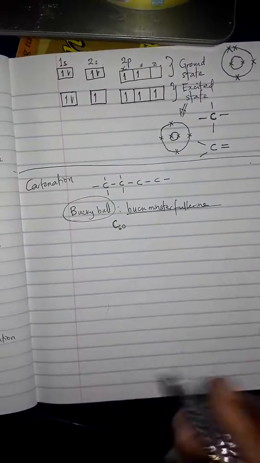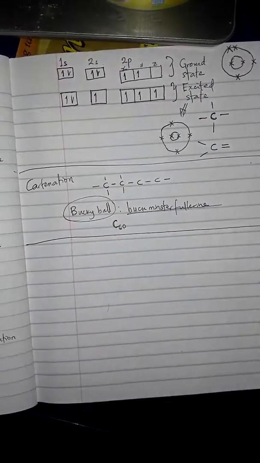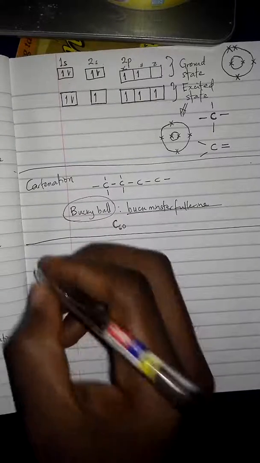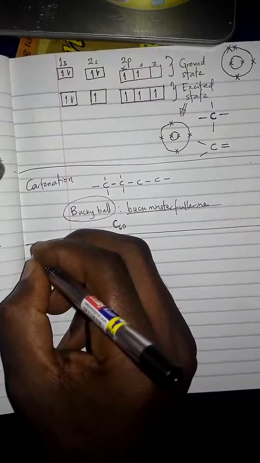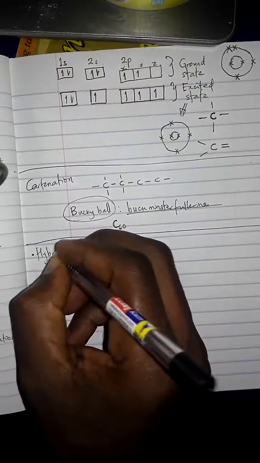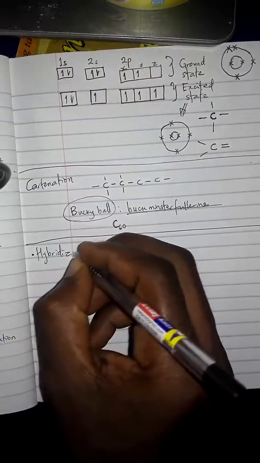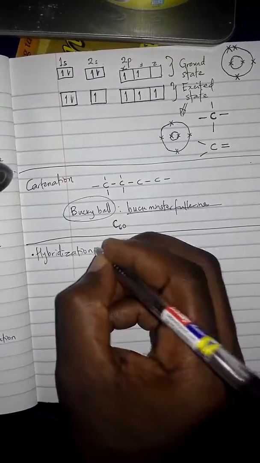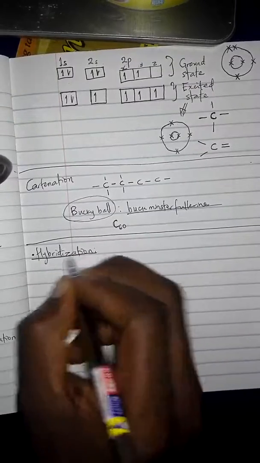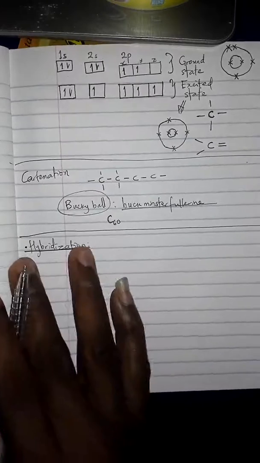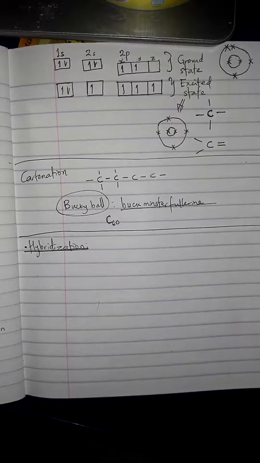Then the next one, which we're going to take quite some time studying, is hybridization. So what do we mean by hybridization? In the case of hybridization, we say that this is the mixing or blending of orbitals to form a set of new identical orbitals called hybrid orbitals.